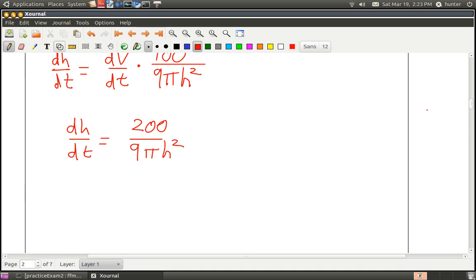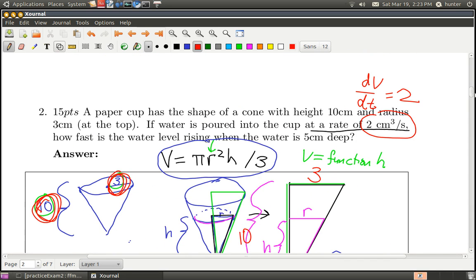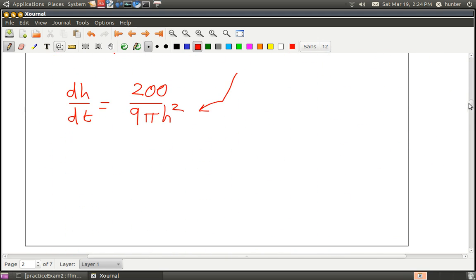Okay. Alright, and so what's left? So the way height is changing would just be a number, except that we still have h in the formula here. But that's okay, because all they want to know is how fast the water level is rising when the water is 5 centimeters deep. This is telling us that we only care about dh dt when h is equal to 5. So we'll go back down to our formula and plug in 5 for h. So we do h equals 5.